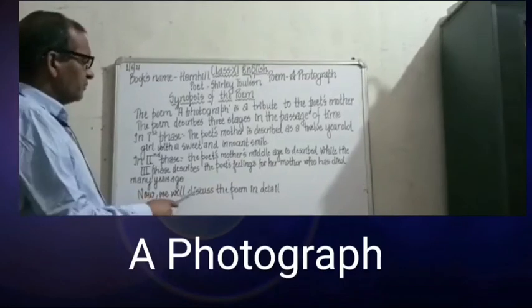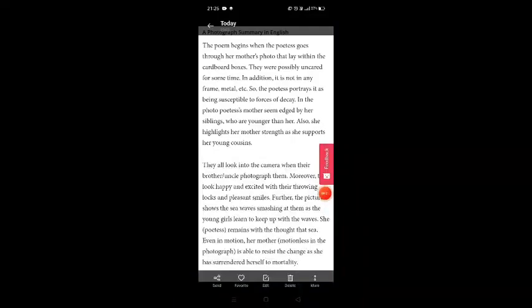Now we will discuss the poem in detail. Now this is the summary of the poem, A Photograph. The poem begins when the poetess goes through her mother's photo that lay within the cardboard boxes. They were possibly uncared for some time. In addition, it is not in any frame, metal, etc. So the poetess portrays it as being susceptible to forces of decay.